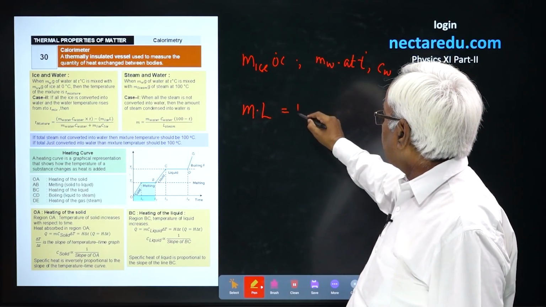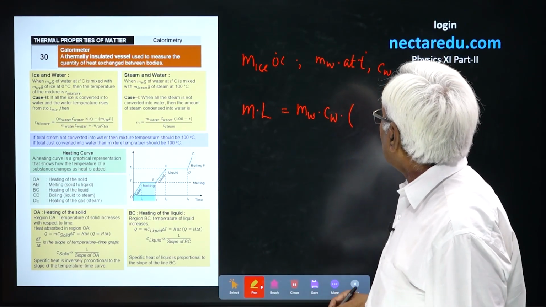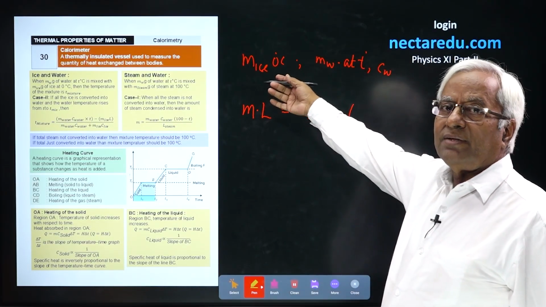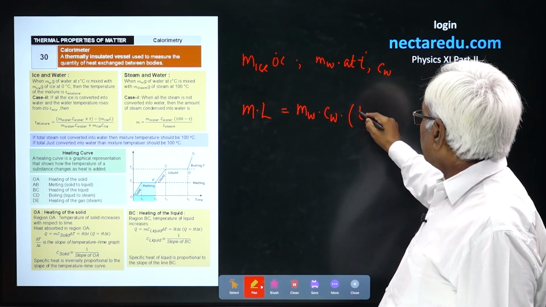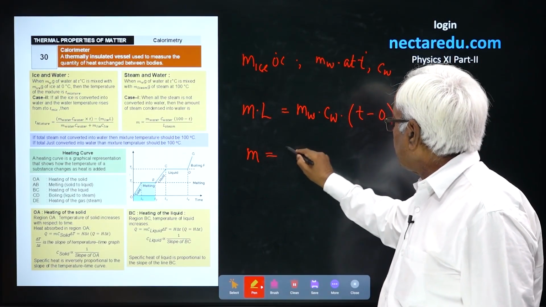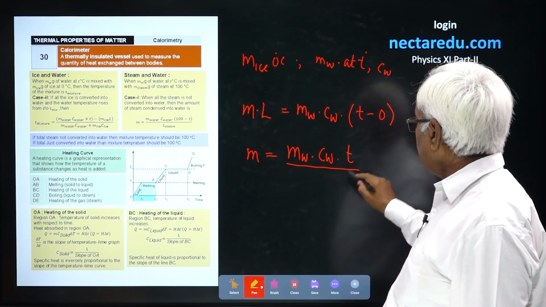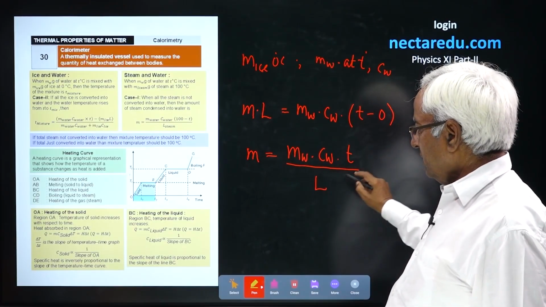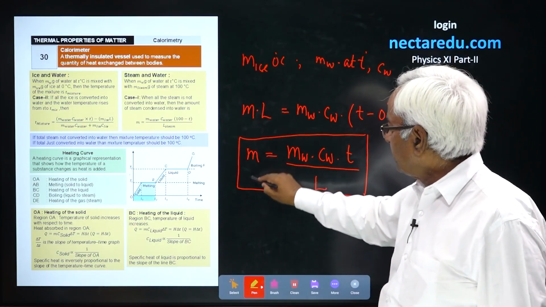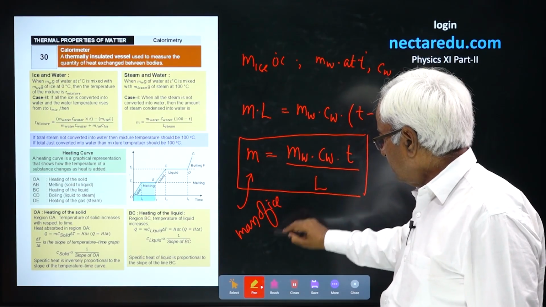And this would be given by water, by its specific heat, and obviously the temperature will go to 0 degree because ice there is at 0 degree. So, this is T minus 0. The mass could be calculated as m = mw cw T upon L. This is the mass of ice that has melted.